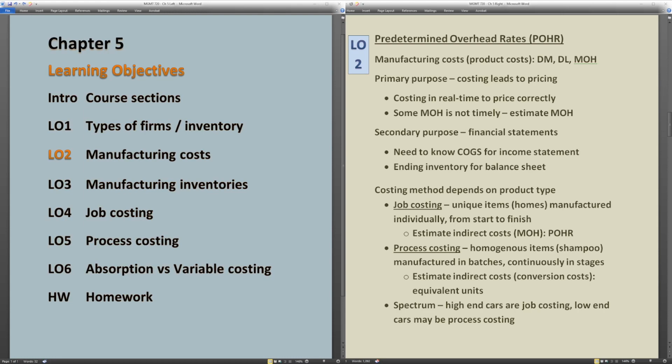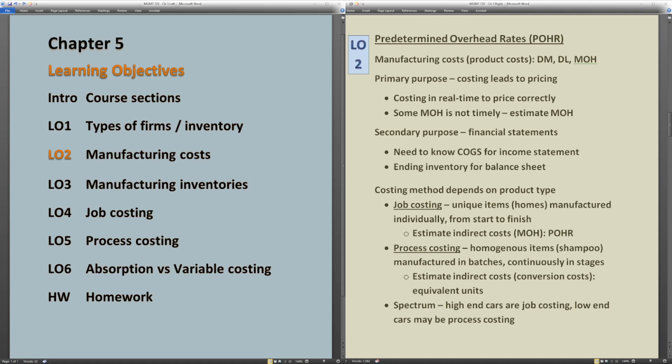Also in Learning Objective 2, this particular textbook introduces the concept of predetermined overhead rates. Well, I don't quite exactly agree with how the textbook lays out all of the items that we need to learn for job costing and process costing. So I'll do my best to follow the textbook, but I may have a slightly different kind of movement from the textbook. So okay, they try to introduce predetermined overhead rates.